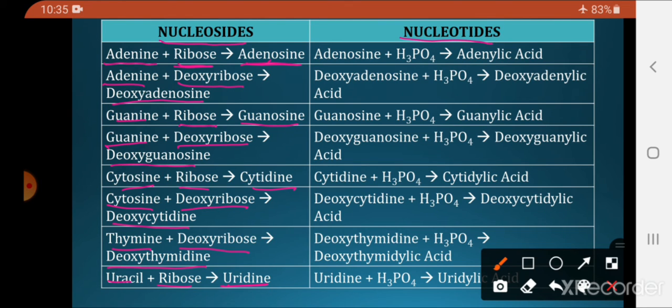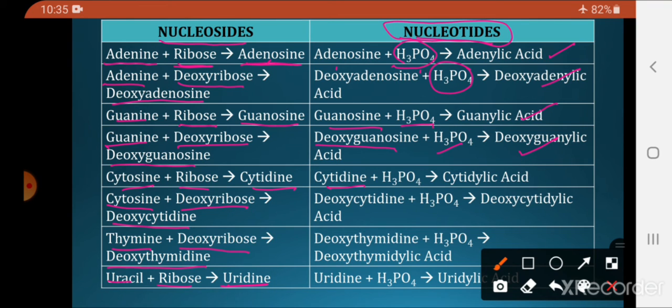Now when a phosphate group is added to nucleosides, what is it called? It is called a nucleotide. So adenosine binding with the phosphate is called adenylic acid. Deoxyadenosine binding with phosphoric acid is deoxyadenylic acid. Guanosine binding with phosphoric acid, guanylic acid. Deoxyguanosine binding with the phosphoric acid is called deoxyguanylic acid.